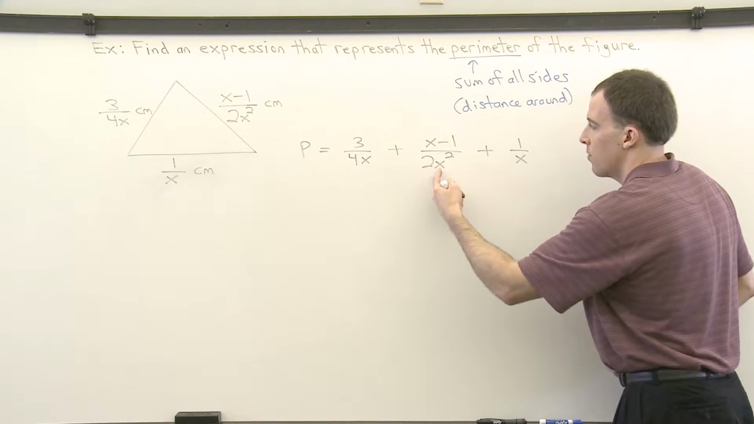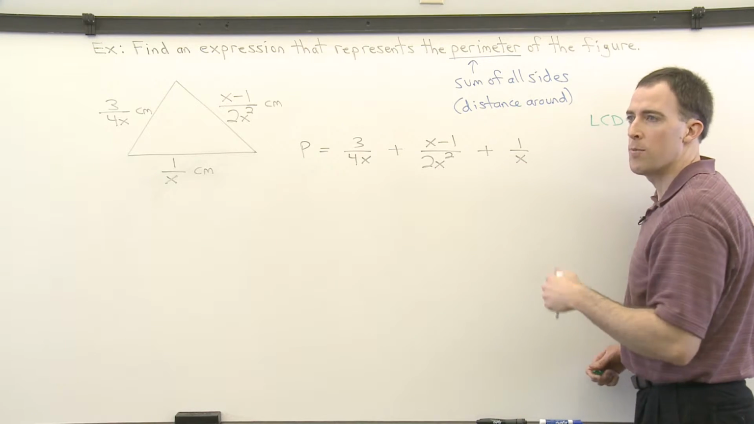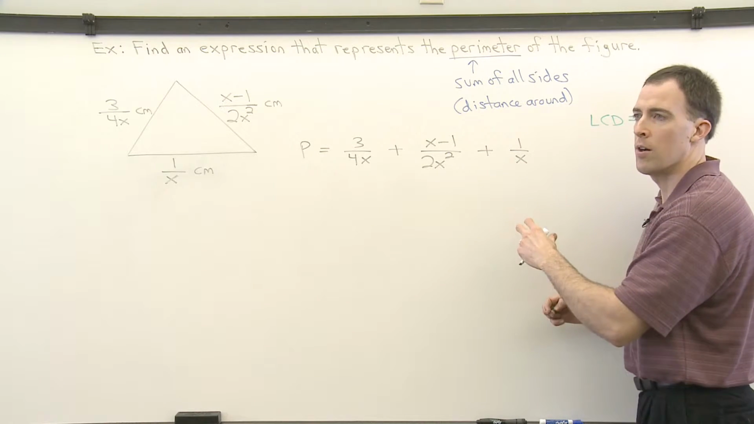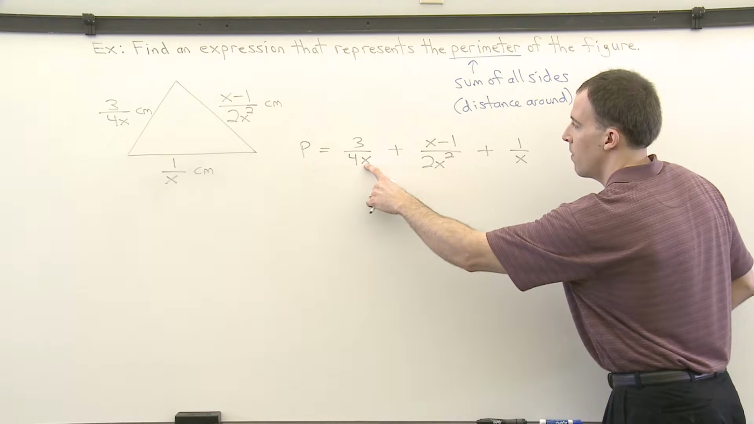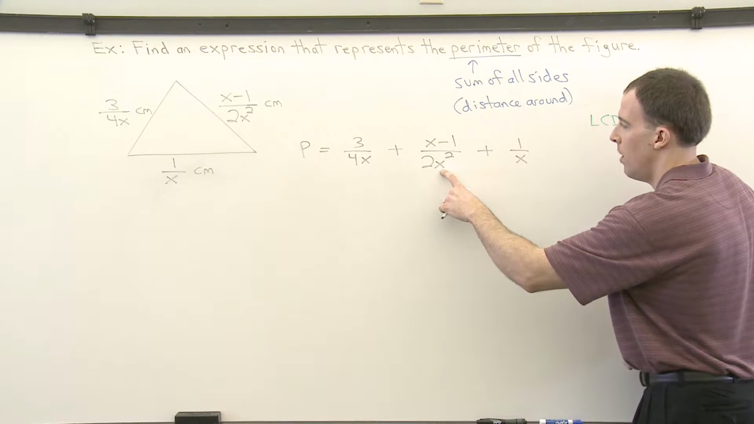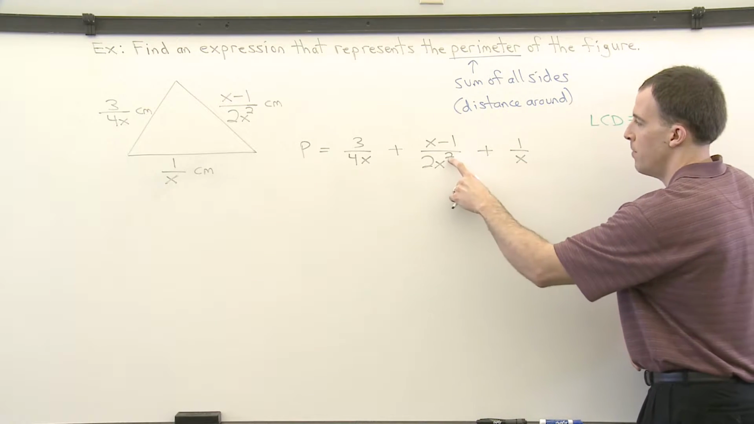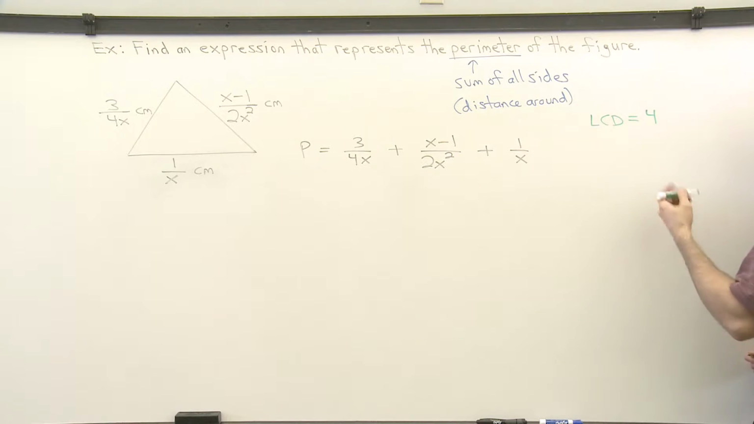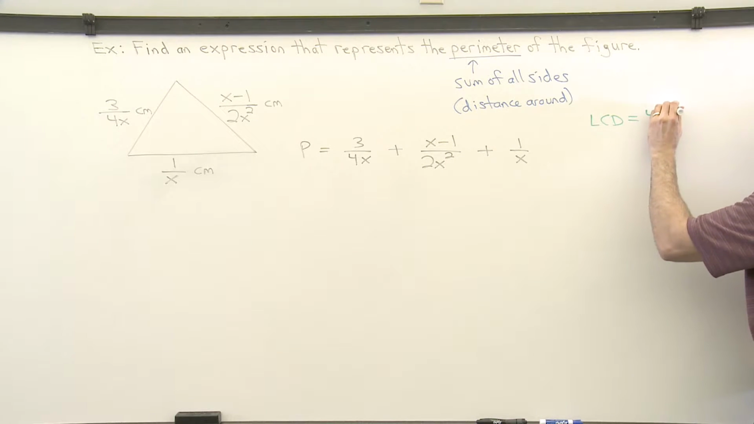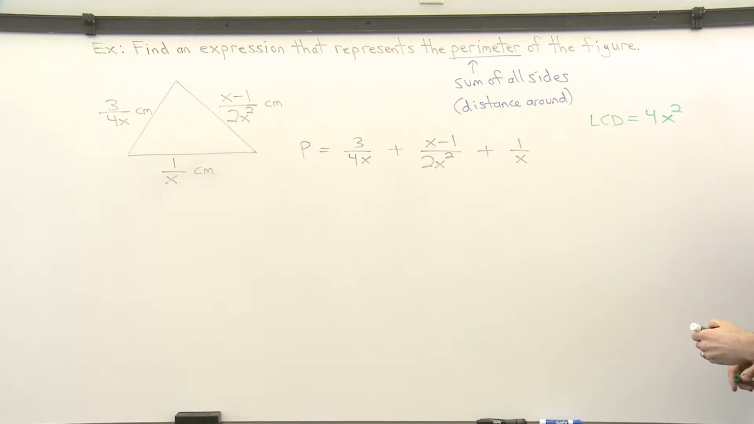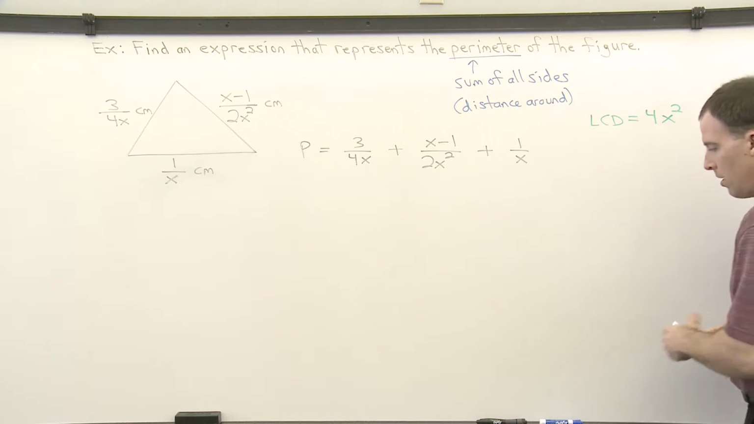We have an x squared and an x. You always go with the highest exponent that occurs when you have the same factor occurring more than one time. This is x to the first power, this is x to the second power, and this is x to the first power. So the highest power that occurs on the x is the second power. We therefore need x squared in the common denominator. So we're trying to turn all three denominators into 4x squared.